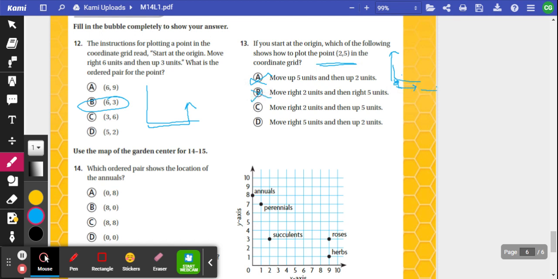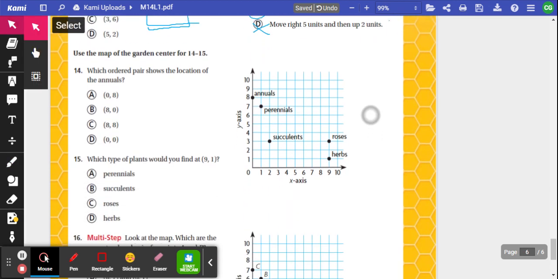That doesn't make sense either. I'm going to move right 2 units and then up 5 units. Okay, that could be a possibility. Move right 5 units, then up 2. No, that's not it. So the answer is C. Okay, let's go to the next one.